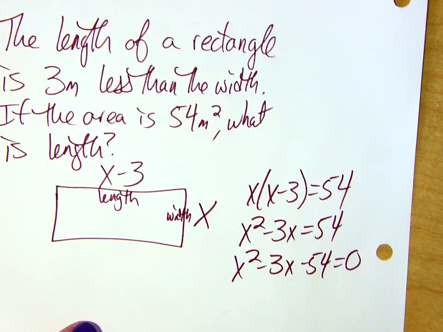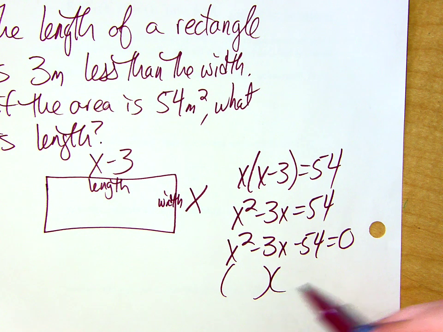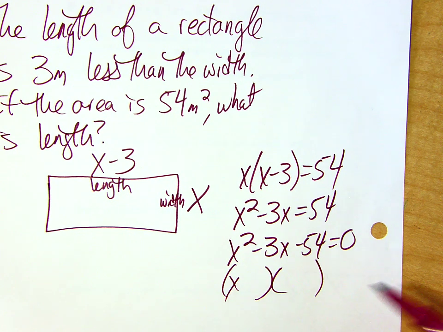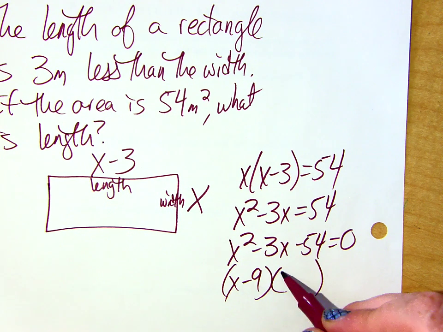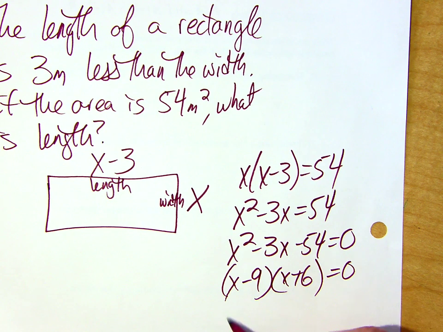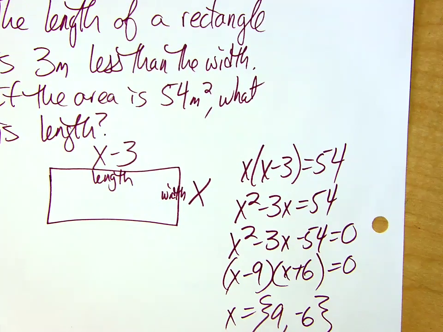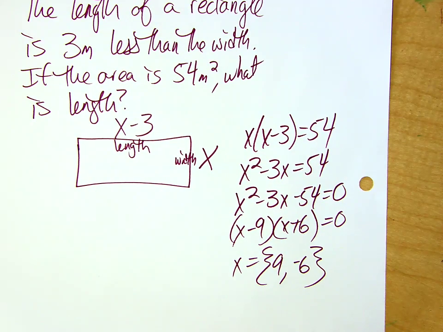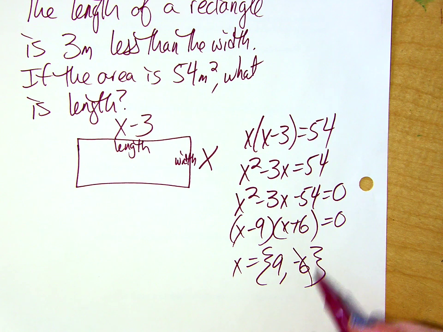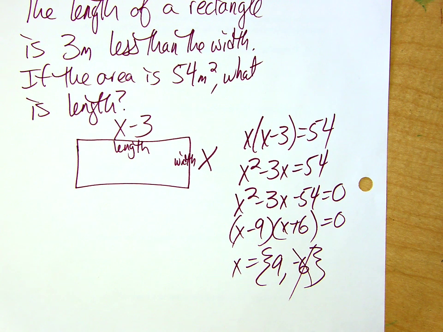And now we try to factor. Are there factors of negative 54 that add to be a negative 3? Yes, 9 and 6. So when I solve for x, I get two answers, 9 and negative 6. Are they both right? No. Guys, please stop talking when I am. X is the width of a rectangle. What rectangle did you ever see that had a length or a width of negative 6? It's impossible. So the only right answer is 9 for the width.